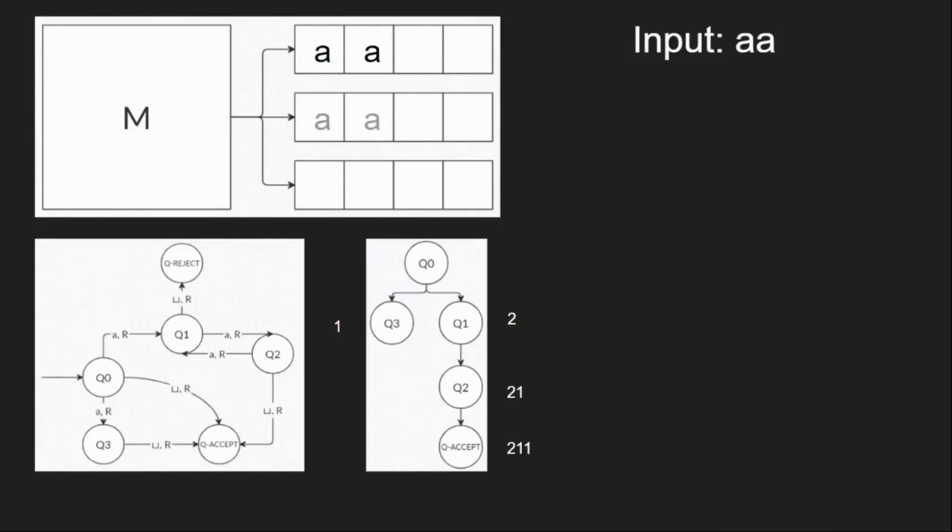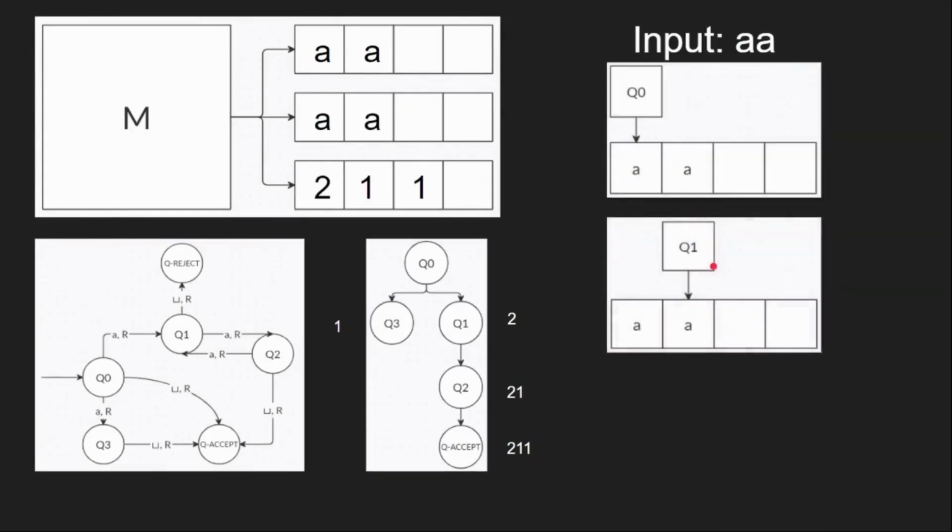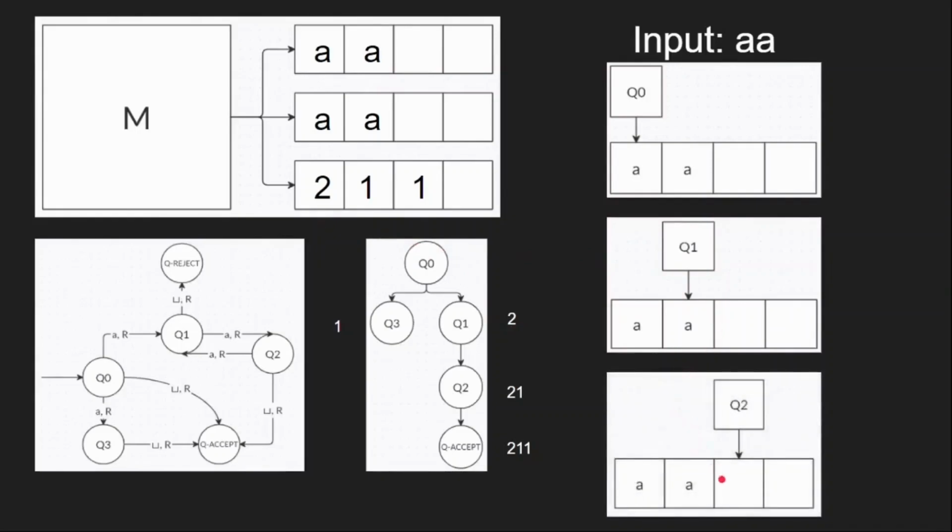Finally we get to these iterations where M will move from this configuration. It will take its second non-deterministic choice into this configuration, and then it continues down into this configuration where its head reads blank and then it accepts.